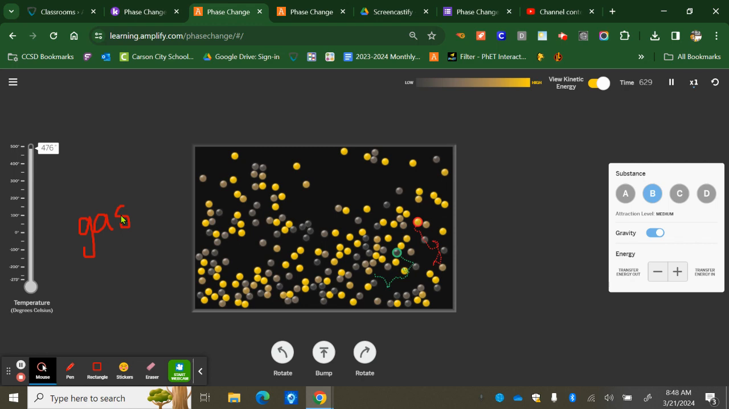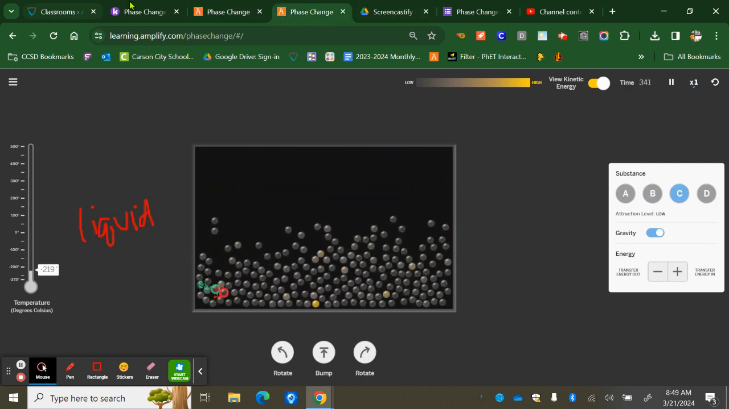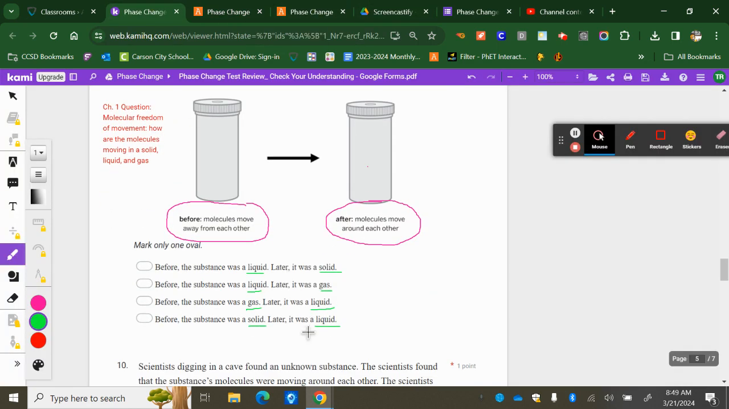So I go from a gas to a liquid. So we're going to go ahead and just look at that. Liquid to solid, no. Liquid to gas, no. Gas to liquid, yes. Okay, so this one is pretty simple. You just need to remember how those molecules are moving around each other.